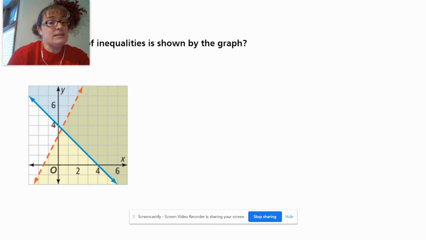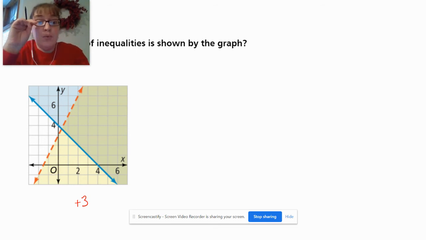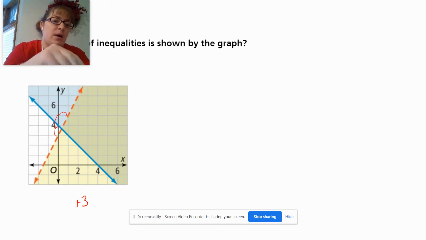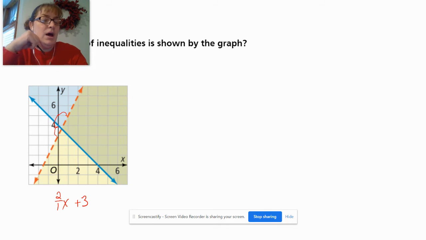Okay, so if it crosses at 3, that's going to be my y-intercept, positive 3. Then I'm going to start at that point 3 and count the slope. Looks like I'm going up 2 and over 1. So up 2 over 1 means I have a slope of positive 2 over 1. That's my slope.